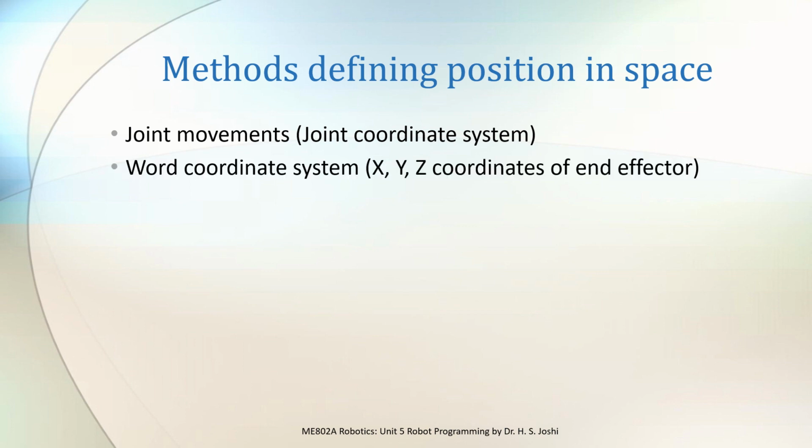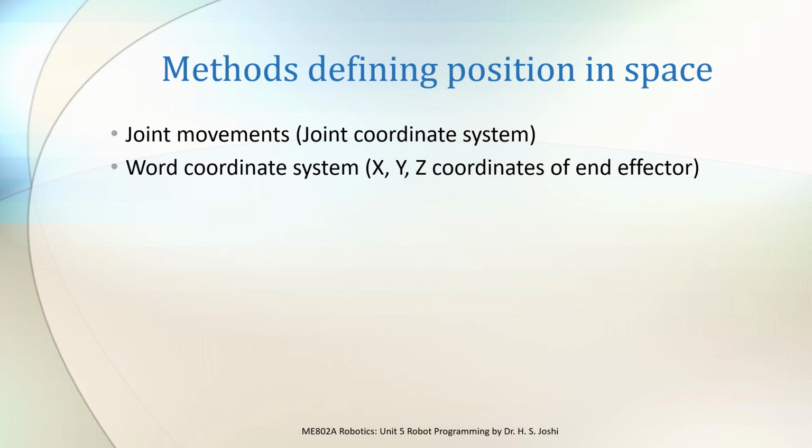The next method is the world coordinate system, typically the XYZ coordinate system of the end effector. This also we already discussed, where the XYZ coordinates of the end effector are defined. But as we have just discussed, the main drawback of this particular system is that a particular XYZ position can be reached by multiple joint position combinations for a particular robot.